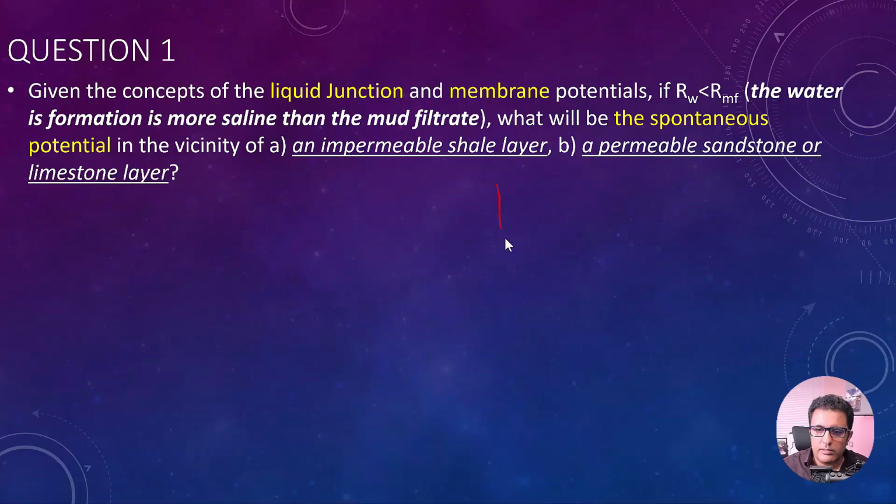So now assume that here in the formation we have brine, doesn't matter if it is permeable or impermeable. Here we have shale. Here we have sandstone. What will be the potential in the vicinity of the shale layer? So assume that this is the borehole.